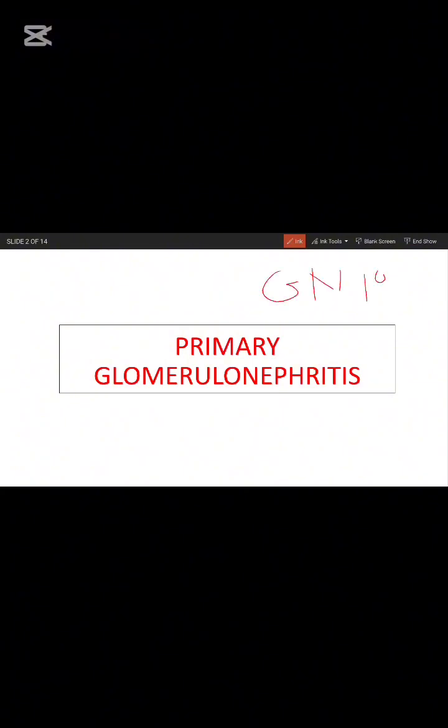It may be either primary or secondary. So I'm going to talk about the primary causes. Before going to this, what are the cardinal features of the nephrotic syndrome? There is heavy or massive proteinuria, that is more than 3.5 gram per day, hyperlipidemia, generalized edema, that is called anasarca, and hypoalbuminemia, that is, the plasma level of albumin is less than 3 gram per dl.